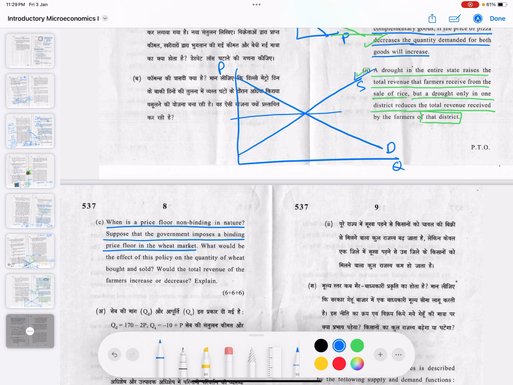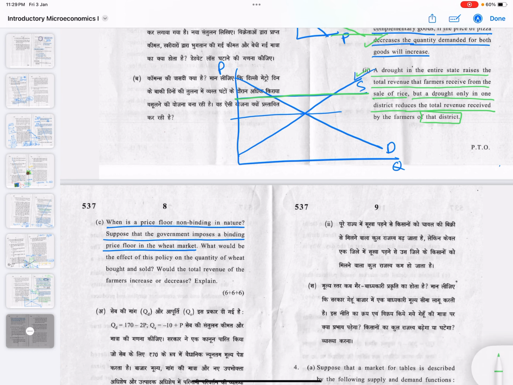Now they have imposed a binding price floor. So I'll draw it with green. So this is the binding one. What would be the effect of this policy on the quantity of wheat bought and sold? So the quantity of wheat demanded would be this. The quantity of wheat the people are trying to sell would be this.